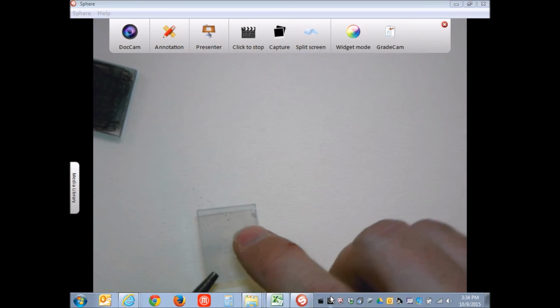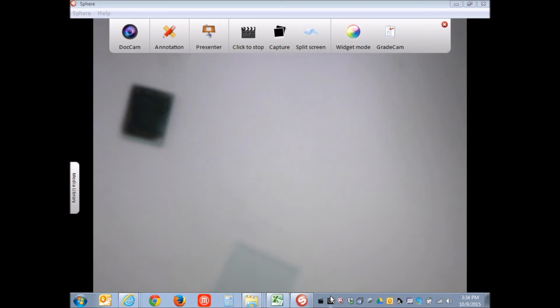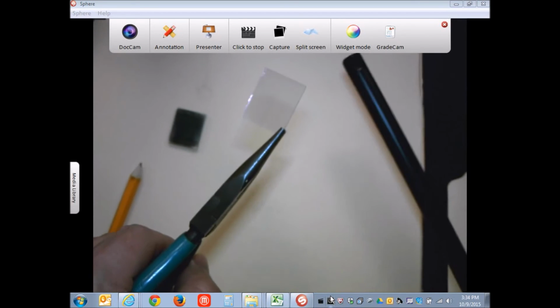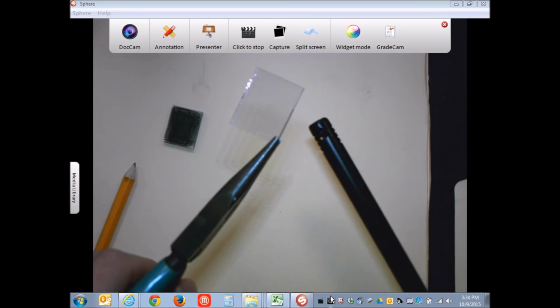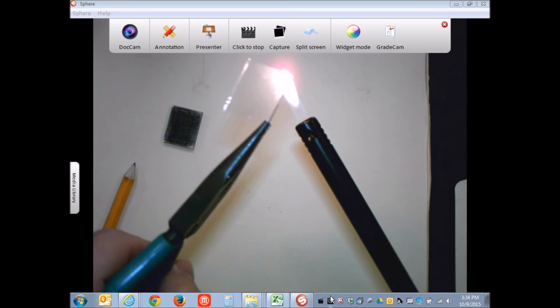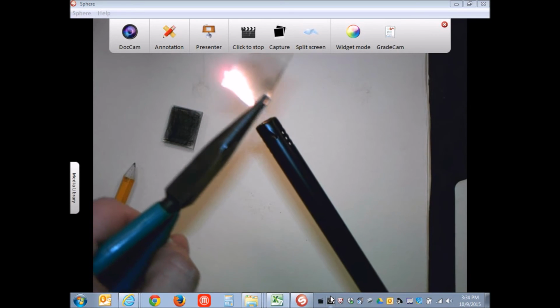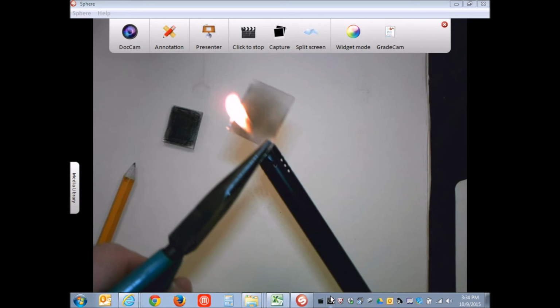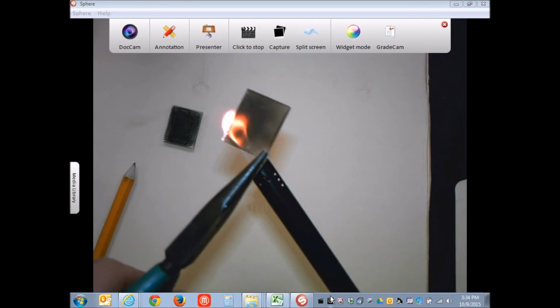So this is the conductive side of my slide. And so I'm going to use a lighter and just gently run the slide over top of the flame. And you can see as I do it, it will turn black. Do this in a safe environment where there's good ventilation.